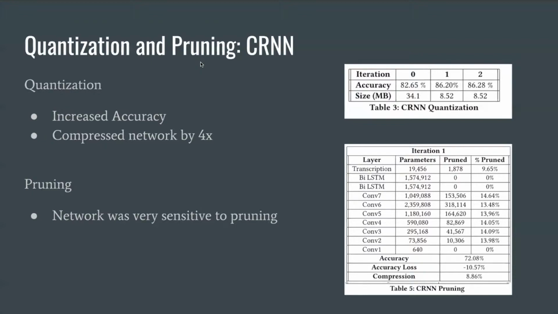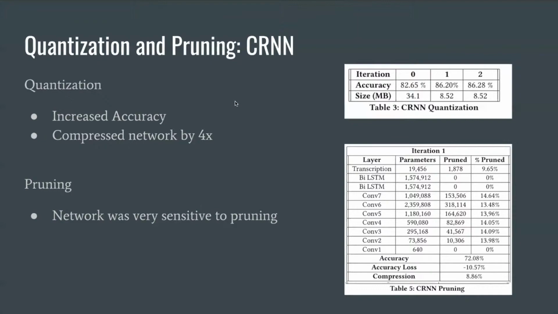So as we saw in project 2, this actually increased the accuracy of our model, which we attribute to the regularization effect that moving to a lower precision representation provides. Essentially, it is undoing the overfitting that arose during training. This compressed our network by 4 times.